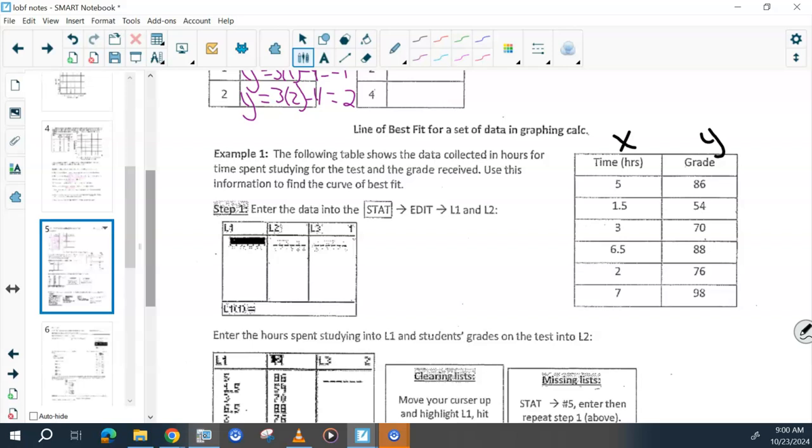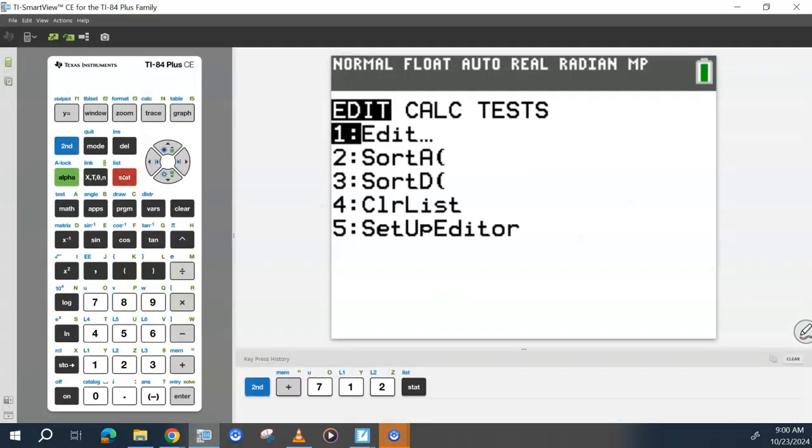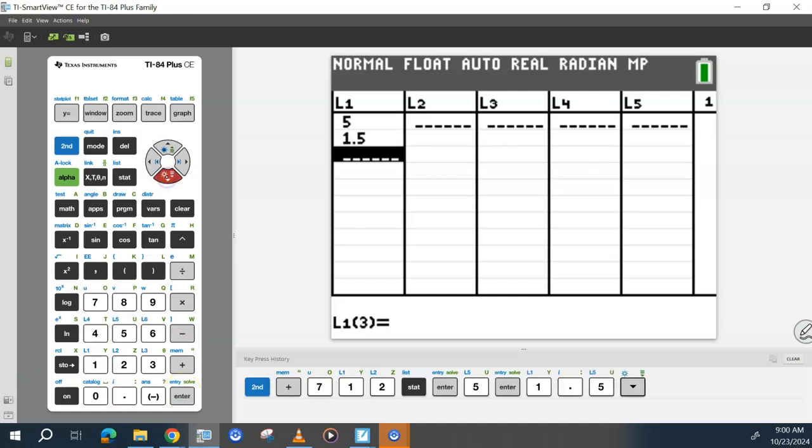So in your calculator, you're going to go into stat, which is right next to the arrows. And then you should be on edit. Go ahead and hit 1 or enter. And you're going to put those numbers into that table. You can either type it in and hit enter, or you can type it in and hit the arrow down. And then when you want to go to the next one, hit the arrow over. Go ahead and fill out that table in your calculator.